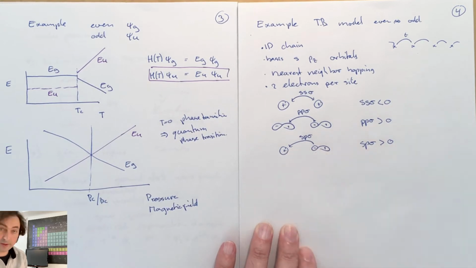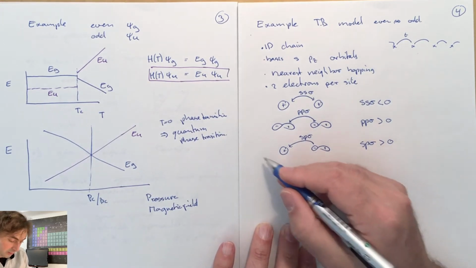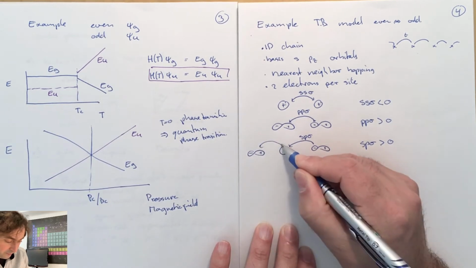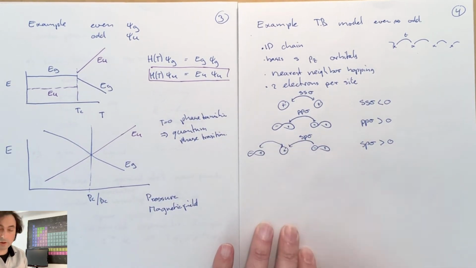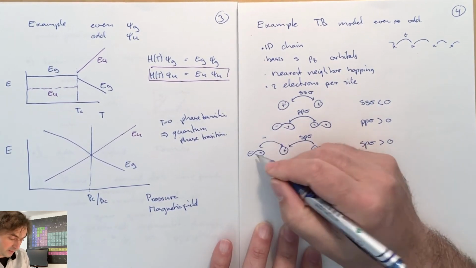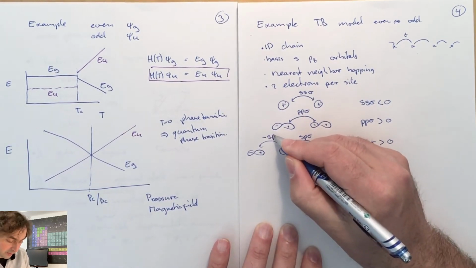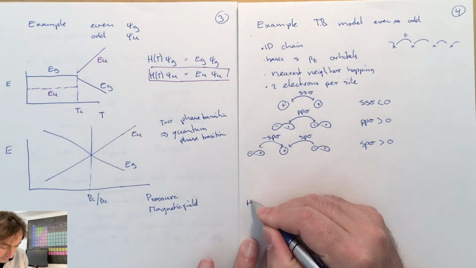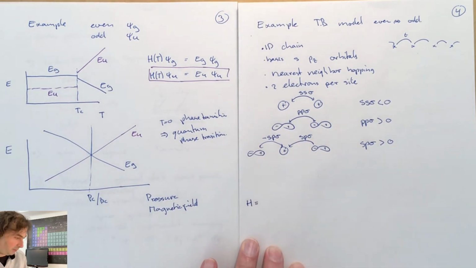If we however have an even and an odd orbital in our hopping and we would hop in the other direction, then you see that here a plus lobe is pointing towards a plus lobe. So the hopping from an s to a pz in the negative direction is the matrix element minus sp sigma. That becomes important if you look at the Hamiltonian.